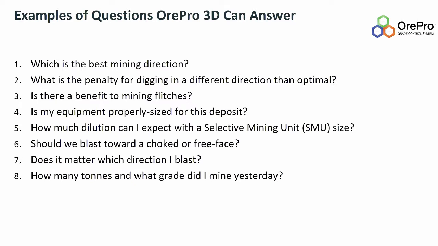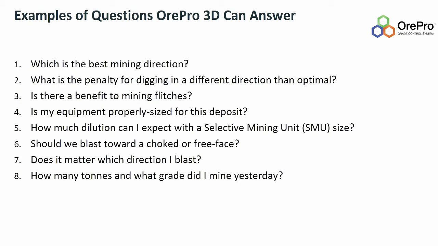Okay, some questions that the software can answer. Just showed you which is the best mining direction. What's the penalty for digging in a different direction than optimal? I get into that in my next paper, To Flitch or Not to Flitch. But in a single blast, over in that paper, something like $130,000 by laying out polygons and going in a different direction. That's just one blast, one day. Makes a big difference.